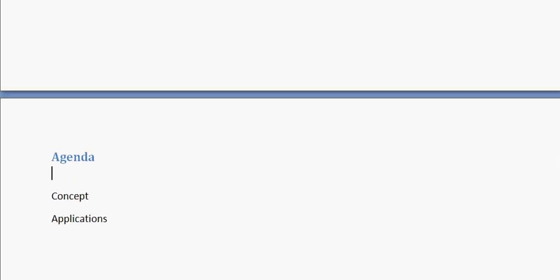Agenda would be very simple. There would be a single concept, and then there are few questions or applications which we would see.